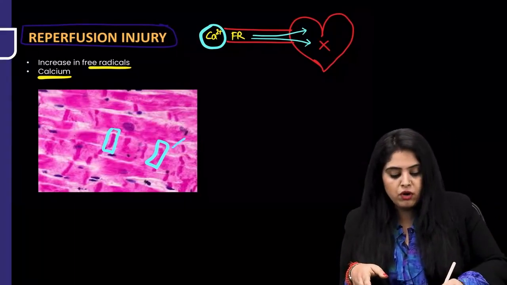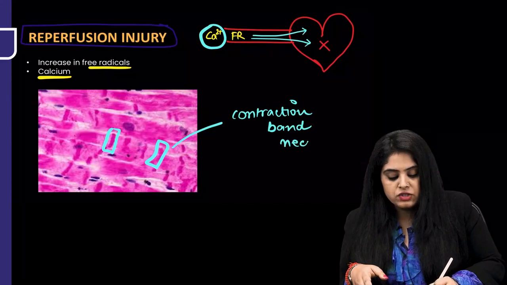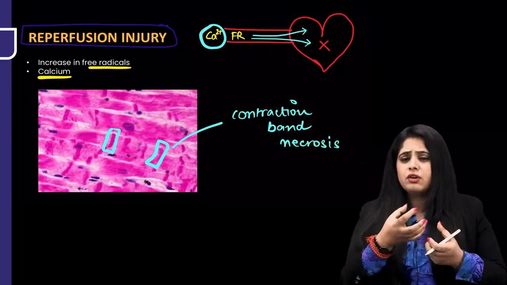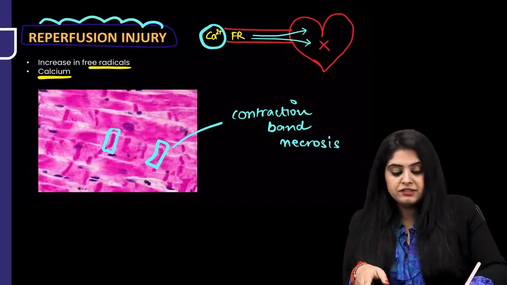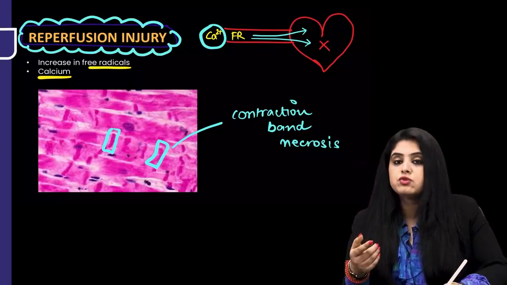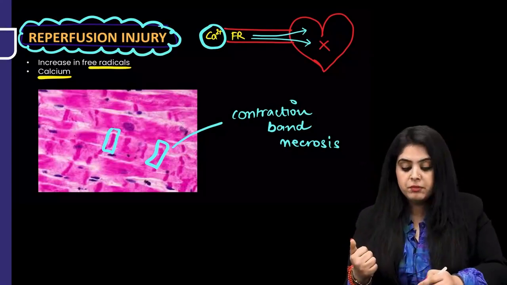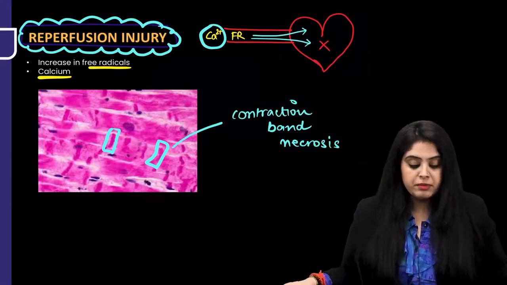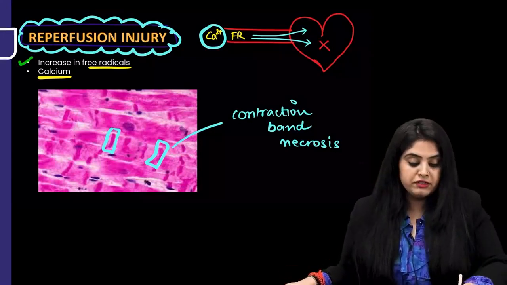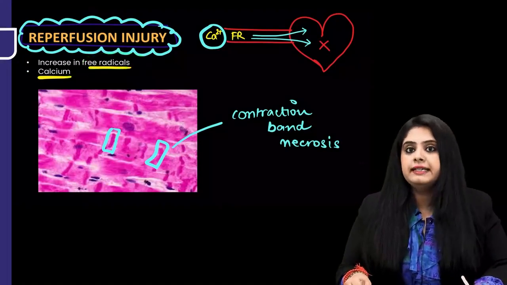there is formation of contraction band necrosis. It contracts so hard that it ends up getting damaged. This is known as reperfusion injury. Reperfusion means you gave a therapy and in turn the patient ended up having injury. So reperfusion injury is what is going to be noted over here. So repeating once again, this is because of increased free radicals and calcium. Free radicals, of course, are the more deadly thing out here.